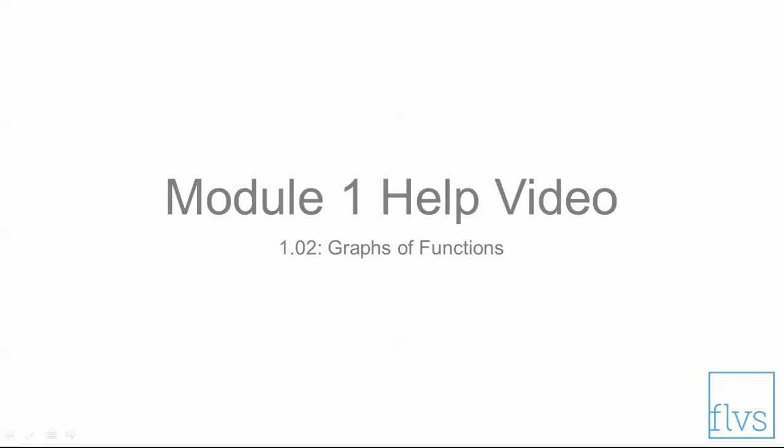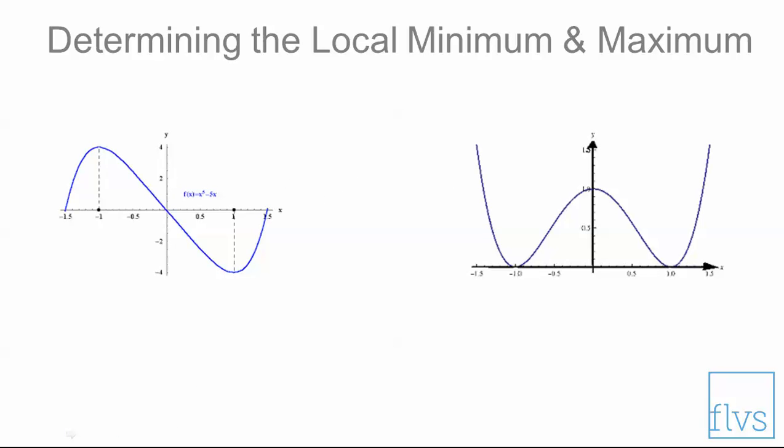Hey there, this video will help you with the 1.02 assignment, Graphs of Functions. So let's go into a little bit about the kind of questions you're going to see and how to deal with those when it comes to the different types of graphs of each function. The first kind of question you're going to come across is to determine what's called the local minimum and local maximum. So the keywords here are going to be minimum and maximum.